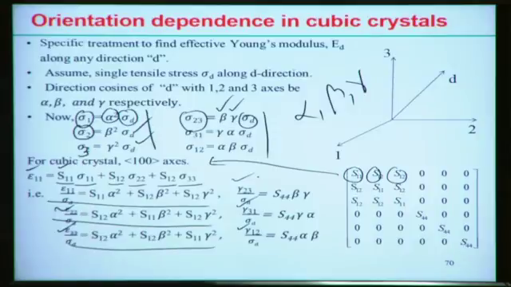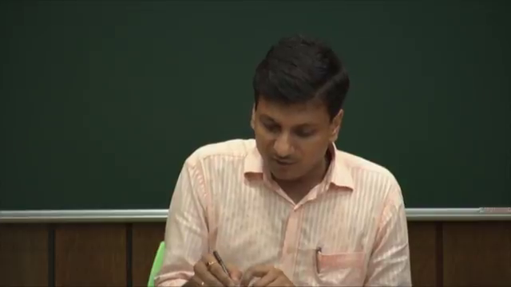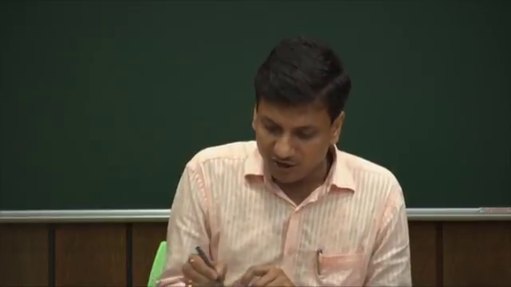Similarly, the shear component is equal to a term in S44, beta, gamma. So the point is that we are representing the different strain components in terms of the direction cosines with respect to one specific direction D and the stress value along the direction D. So all in terms of the direction cosines and sigma D.